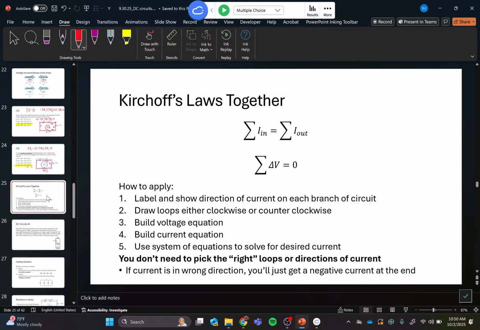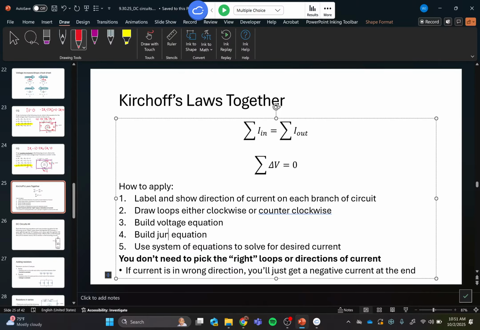So here it is explicitly. Here are the two laws together. Current in equals current out. Sum of voltages equals 0. Here's the process we've been doing the last two slides. Draw the directions of current. Draw a loop, a path you're going to walk for the loop rule. Build the voltage equation by walking that path. Build the junction equation, the current equation. I'm going to relabel this. The junction equation is the current in, current out, wherever there's a junction.